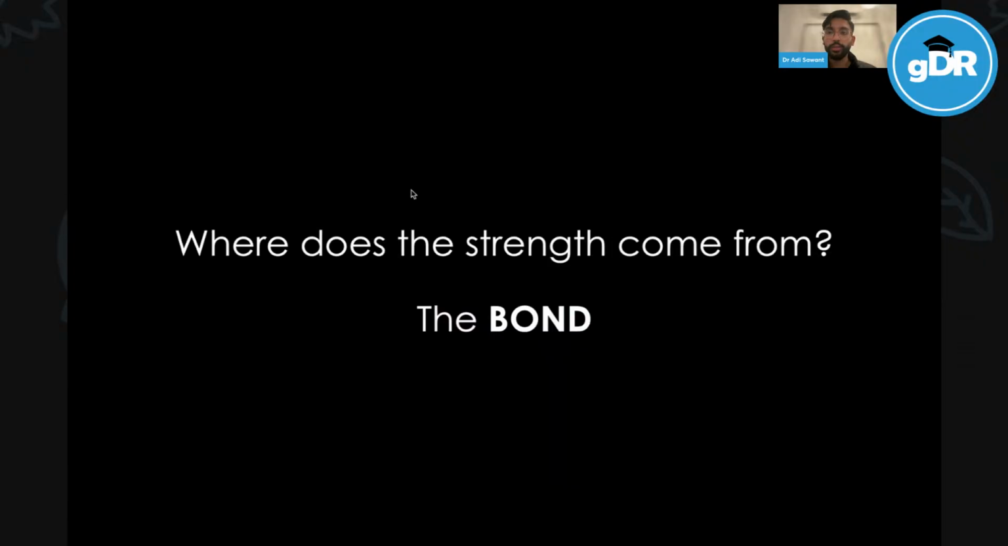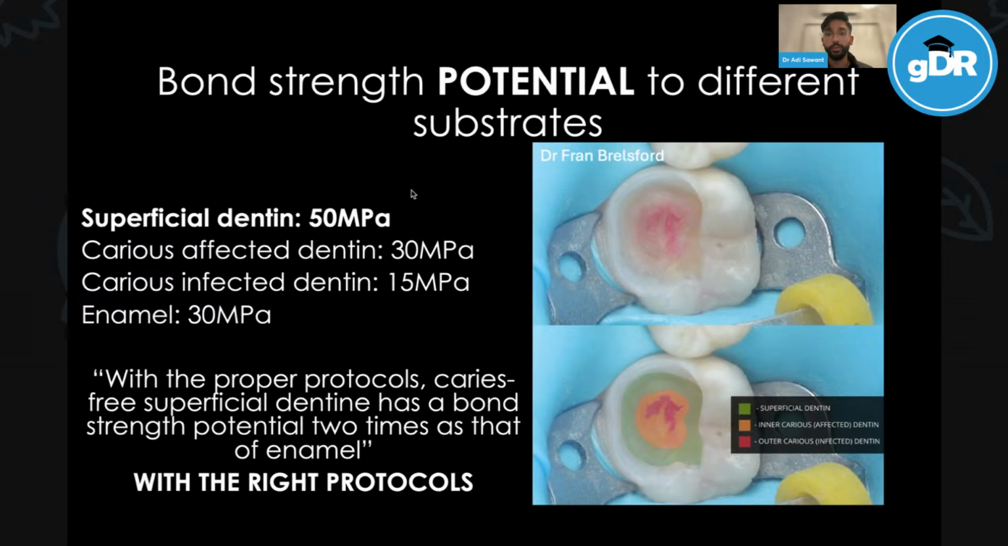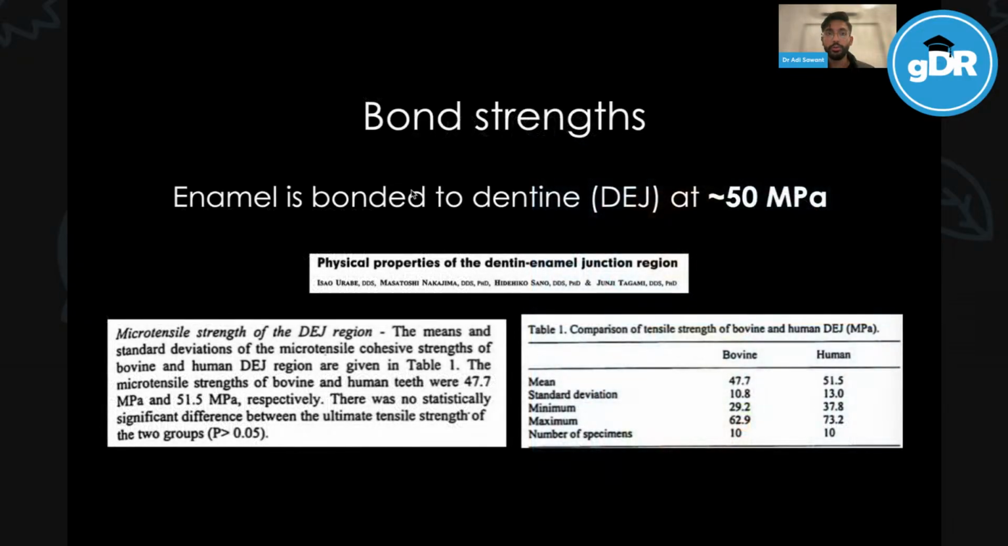So where does the strength come from? We already know it comes from the bond with the right protocols. So the bond strength at the DEJ, or otherwise now known as the DEC, the complex, is approximately 50 MPa. That's how strongly enamel and dentine are joined together.